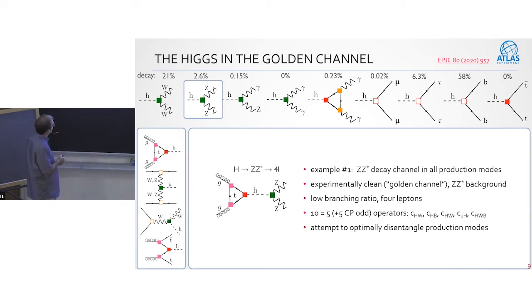With a bunch of SMEFT, standard model effective field theory, operators here, this analysis looks at the 10 different operators that are listed here. These are mostly the bosonic ones, so where the Higgs couples to the c boson.